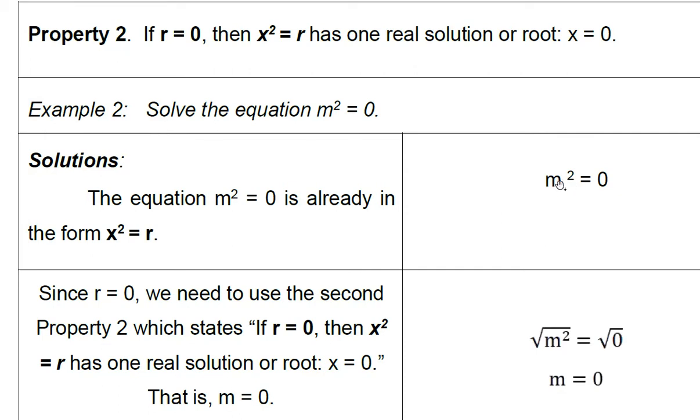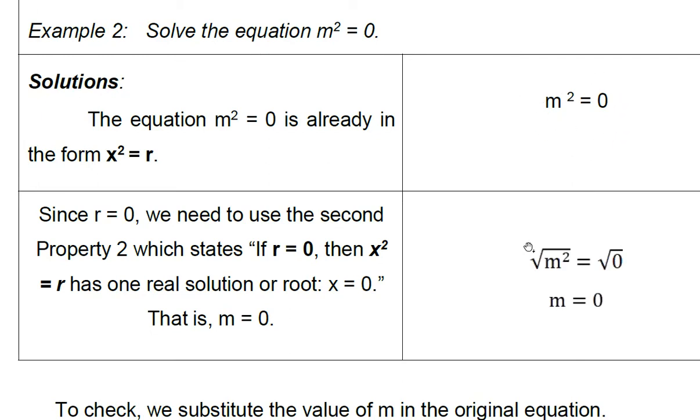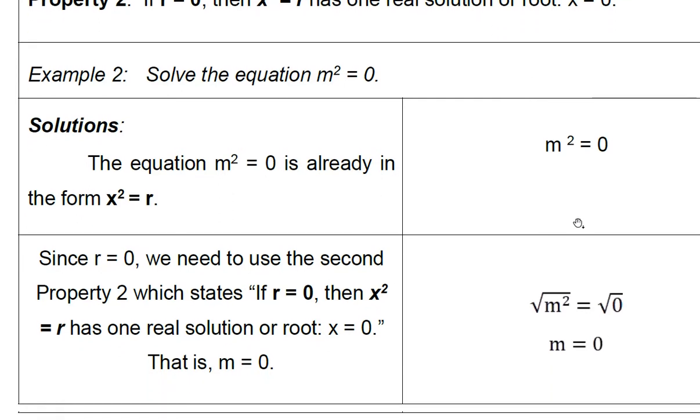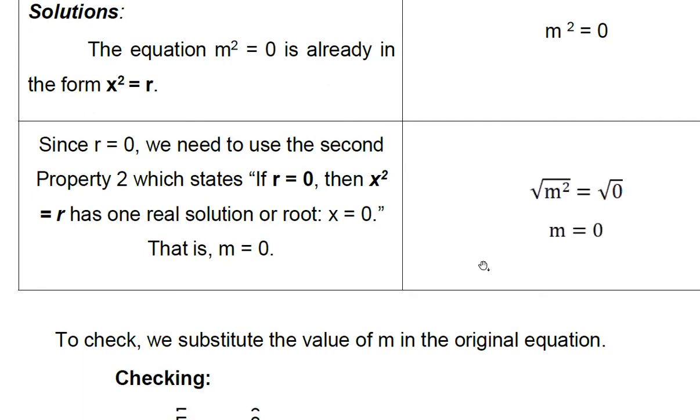So m squared equals 0. After this, just take the square root of both sides. The square root of m squared is m, and the square root of 0 is 0. This is what it says here: if r is equal to 0, it has one real solution. This is the only solution, our one and only solution. So our solution is m is equal to 0.